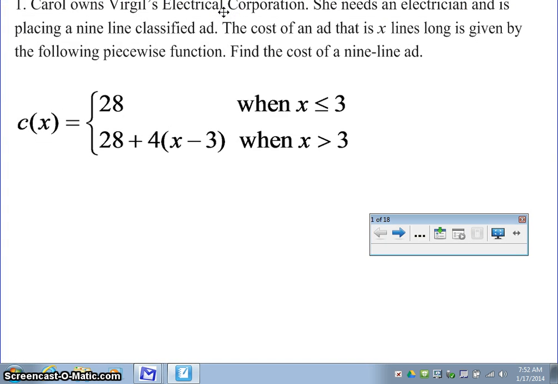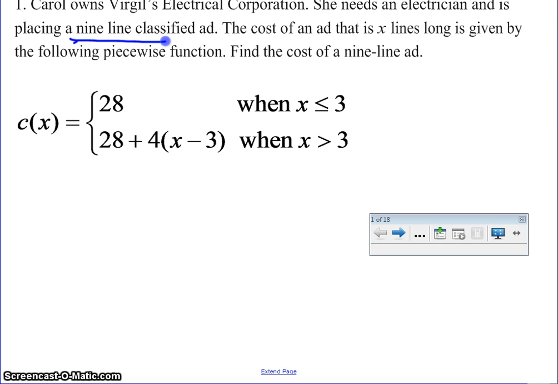The first question we're looking at: Carol owns Virgil's Electrical Corporation, and she needs an electrician. She is placing a 9-line classified ad. The cost of an ad is X lines long, so X equals number of lines. The cost of the 9-line ad is given by a piecewise function. We know it's $28 when there are 3, 2, or 1 lines, because it says here when X is less than or equal to 3.